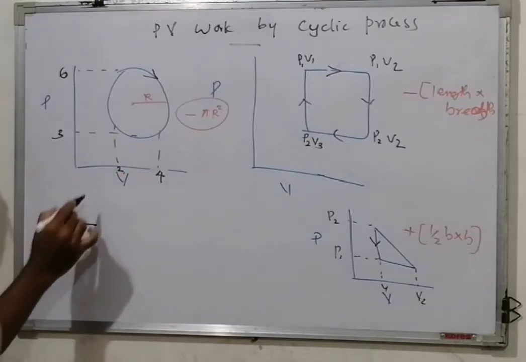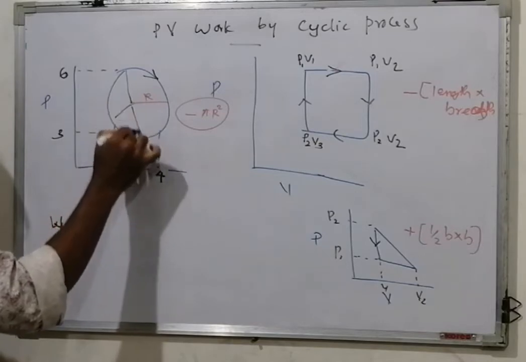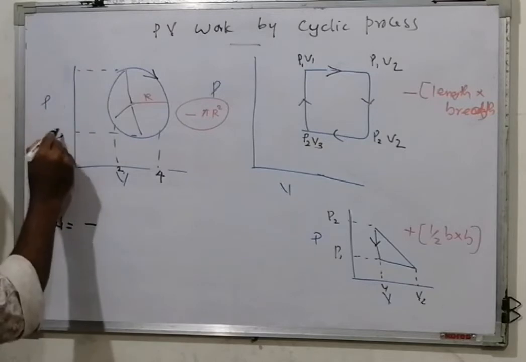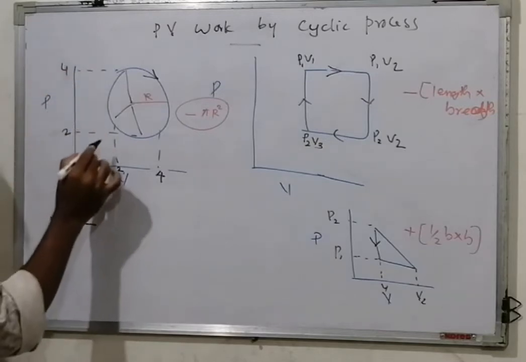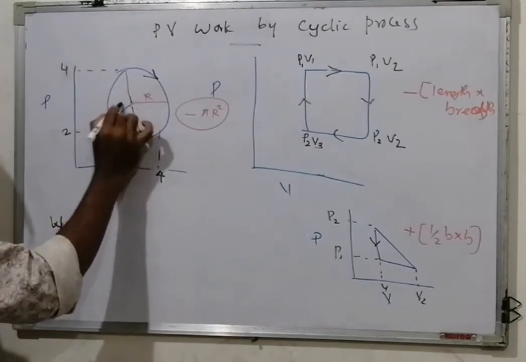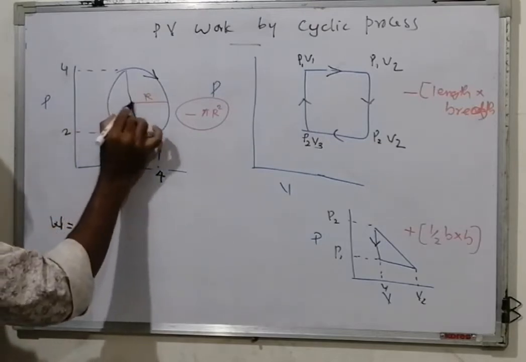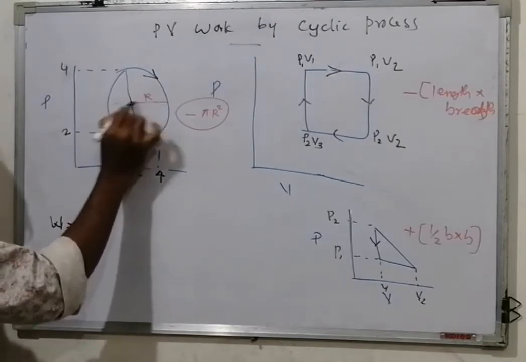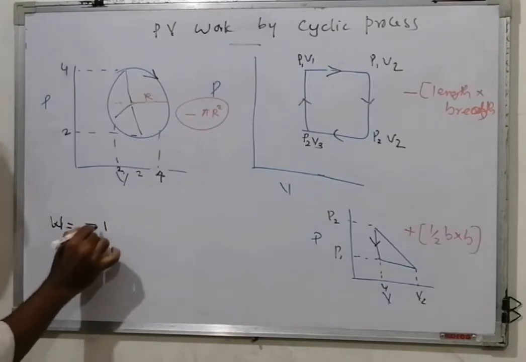Now, we can calculate the radius. You can calculate it in this direction or any direction. This is also 2 to 4. Now, this entire distance is 2. Am I correct? The entire distance is 2, because from 2 to 4 the difference is 2. Therefore, what is half? 1. Therefore, r is equal to 1.